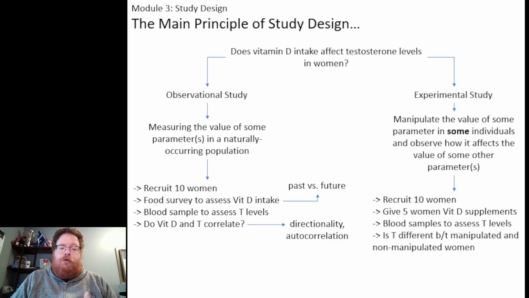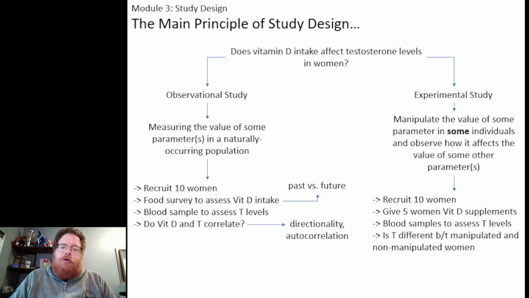The first, of course, is directionality, by which I mean we don't actually know how exactly testosterone and vitamin D are related. So let's say there was a positive correlation between vitamin D and testosterone in my observational study. I don't know whether that's because women who consume more vitamin D on a daily basis then produce more testosterone as a result, or whether women who have higher testosterone levels are more prone to consuming vitamin D-rich foods. I don't know the directionality of that relationship. So again, there's inherently ambiguity in this study design.